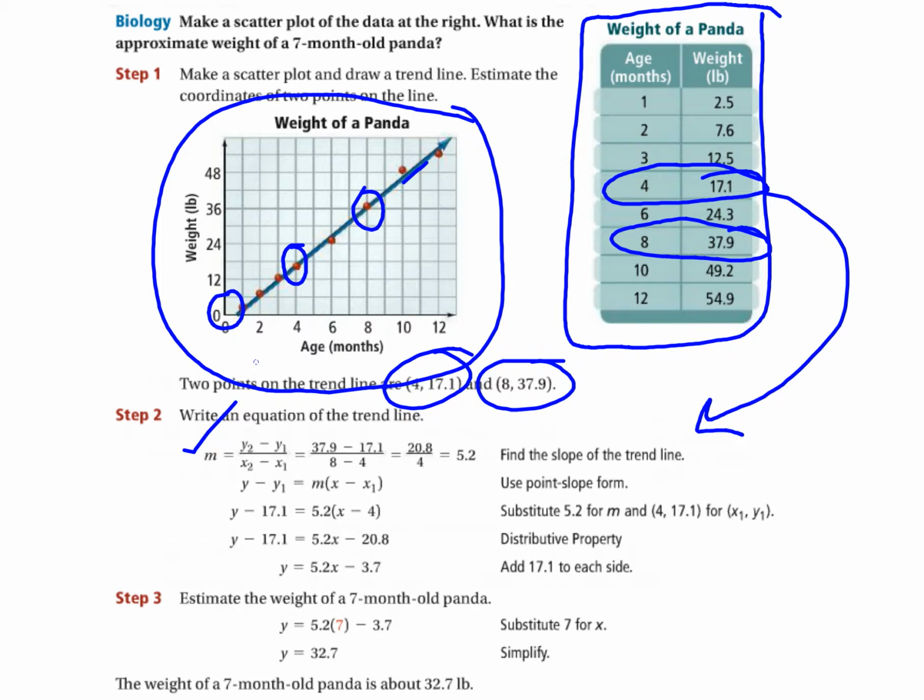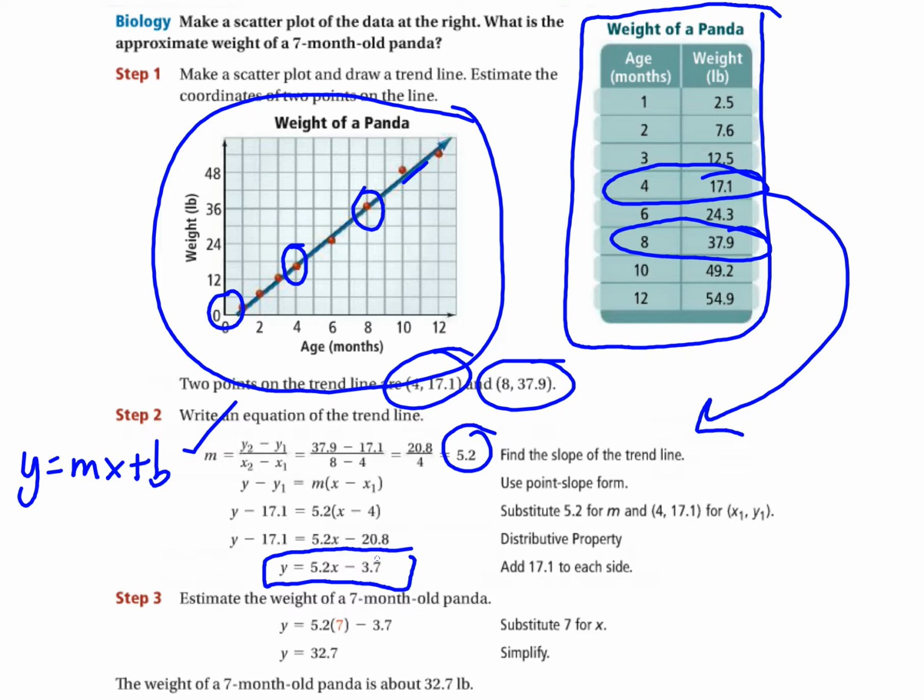Finding the slope by using y2 minus y1 over x2 minus x1, which is 5.2. And then the book uses the point-slope form, but we use the y = mx + b method, where you find the b by plugging in one of the x and y's and the m, and then solve for b. But after you do all of that, we found that the equation of the line would be y = 5.2x - 3.7.